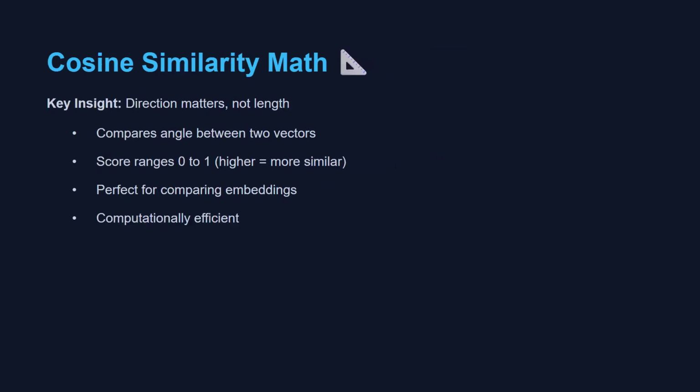Now, just to give you a small introduction to cosine similarity: the direction matters, not the length. It compares the angle between two vectors. The score ranges from 0 to 1, so the higher the value, the more similar the vectors are. It is a perfect tool for comparing embeddings, and it has very good computational efficiency.